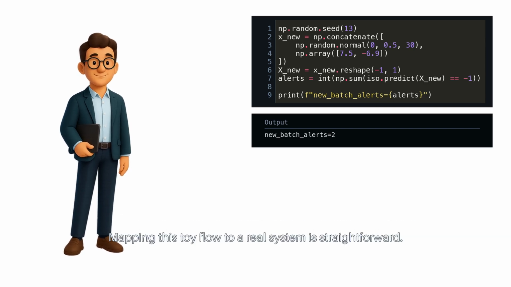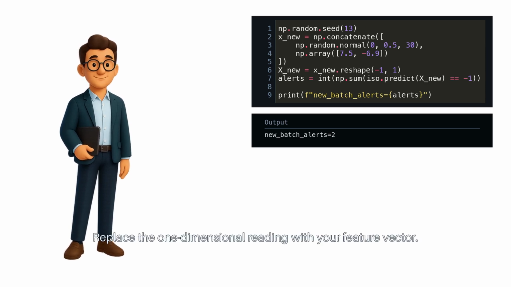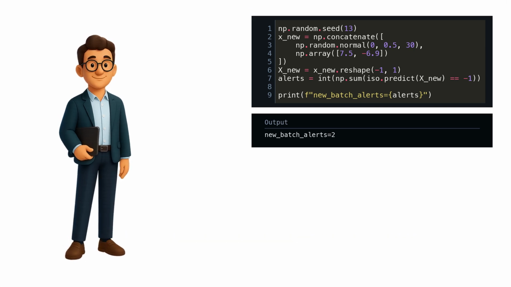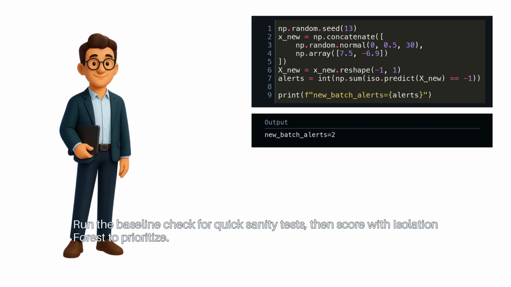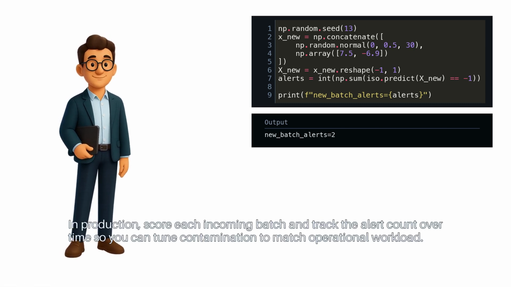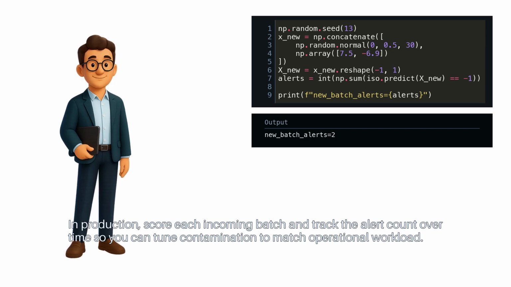Mapping this toy flow to a real system is straightforward. Replace the one-dimensional reading with your feature vector. Run the baseline check for quick sanity tests. Then, score with IsolationForest to prioritize. In production, score each incoming batch and track the alert count over time so you can tune contamination to match operational workload.